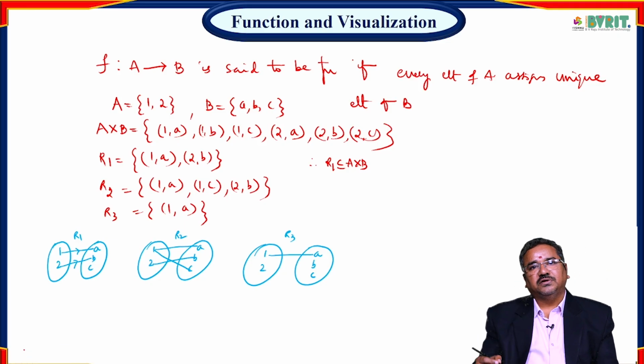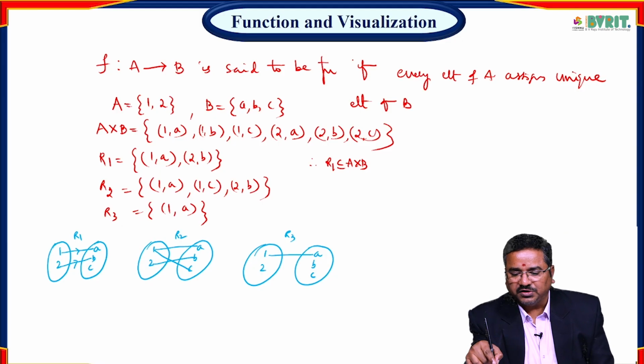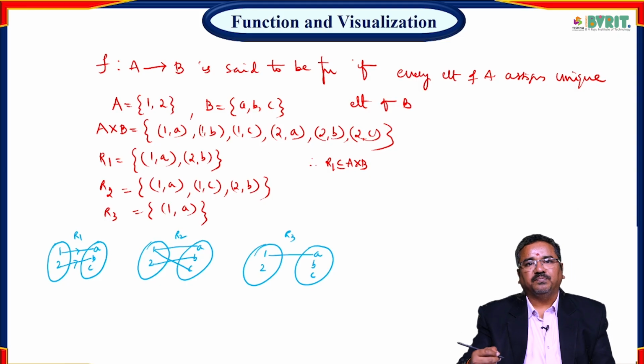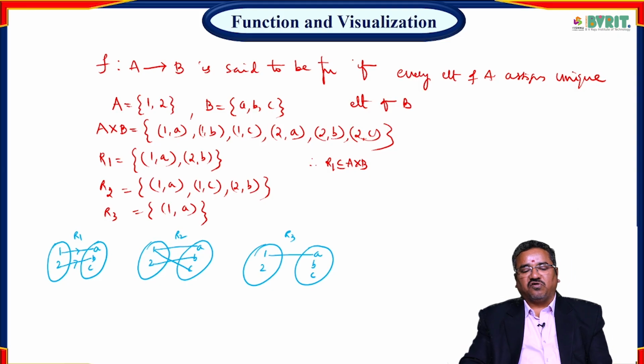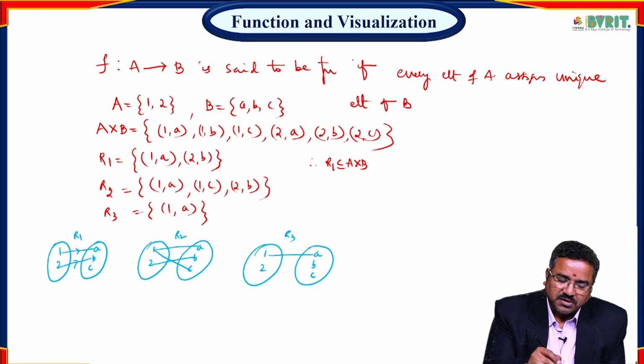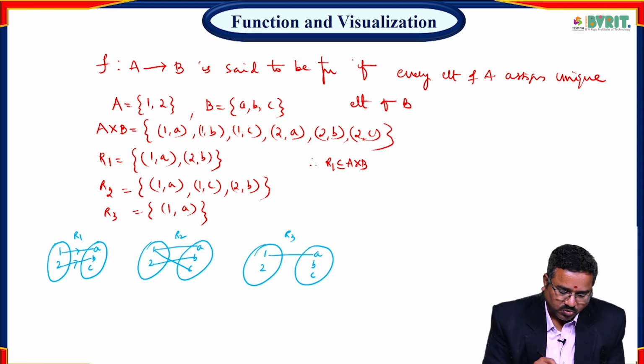Now, which of the relations are functions? Now I define the function. What is a function? f from A to B is said to be a function if, first, there is a relation, and after that every element of A maps to a unique element of B. Just look at this one, whether it is satisfying or not. What are the elements we have? A has 1 and 2. Every element 1 and 2 has a mapping. Yes, 1 is mapped and 2 is mapped. Therefore, it is a function.